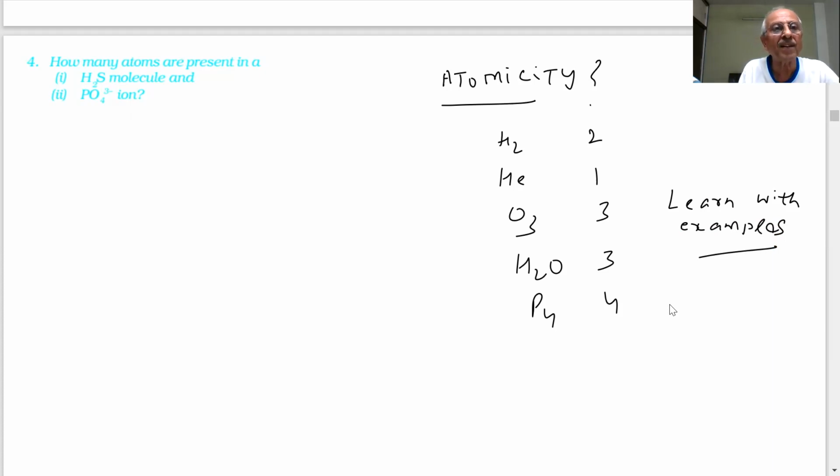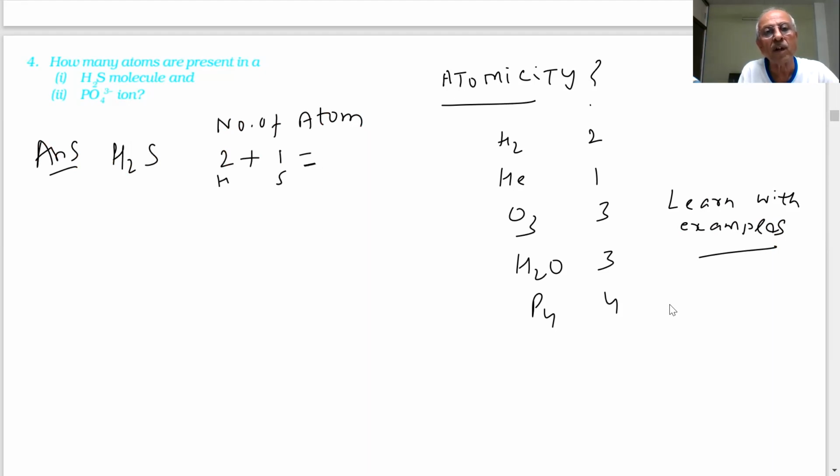How many atoms are present? Now the question is, students, in the H2S molecule, how many atoms are there? Tell me. 3: 2 hydrogen and sulfur 1. Total 3 atoms. Okay?